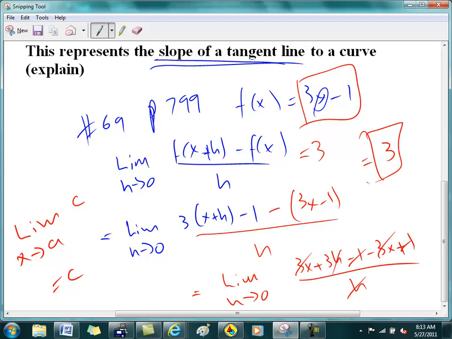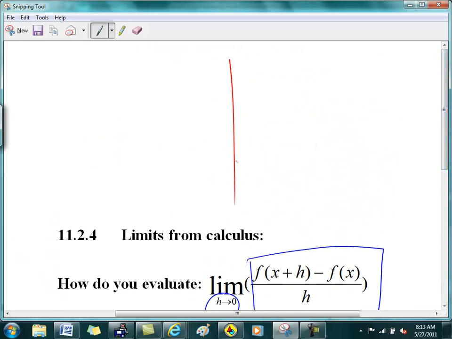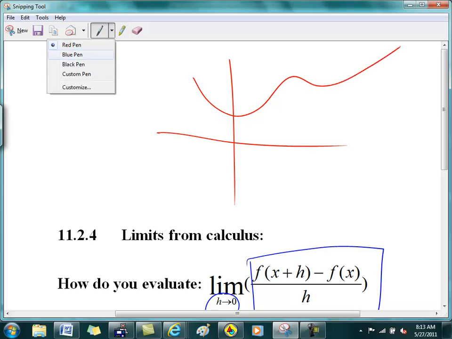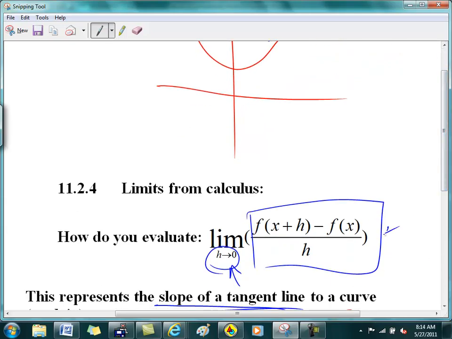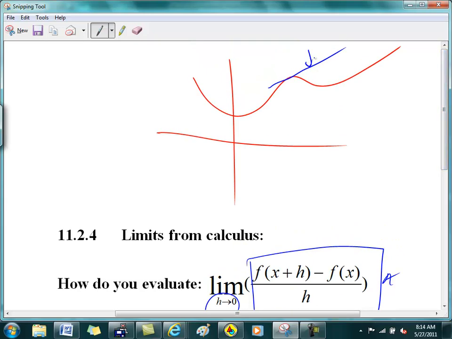No. Tangents in circles are geometry. In calculus, say I draw a funky curve. A tangent is this line here. And the stuff that we did with this limit is telling you it's the slope of this line. And it could be anywhere. It could be here. You guys get the idea? And how about here?